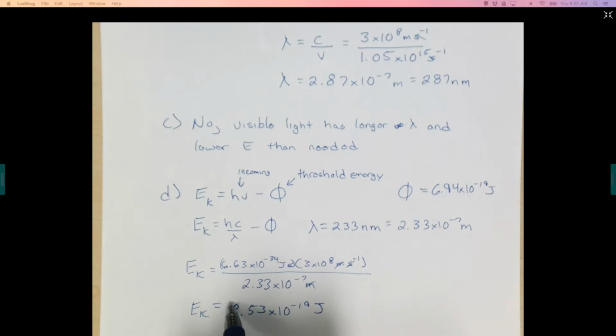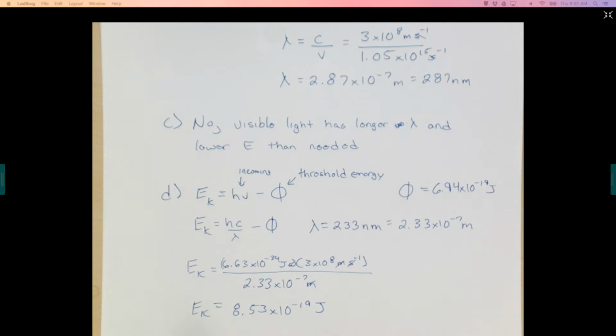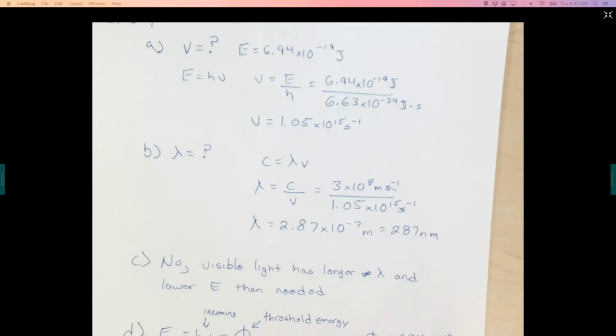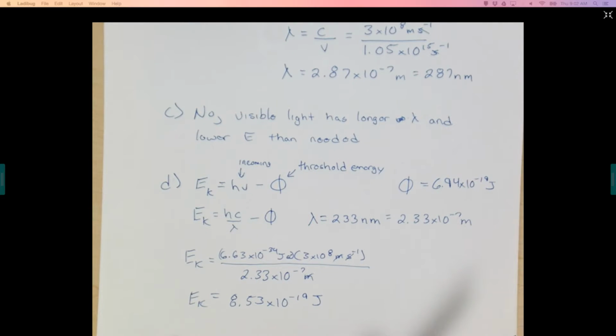And there's our answer. Okay, and notice that this is a larger energy than our threshold energy. Slightly larger, but larger. And we get that because we are throwing at it a more energetic photon with a shorter wavelength.